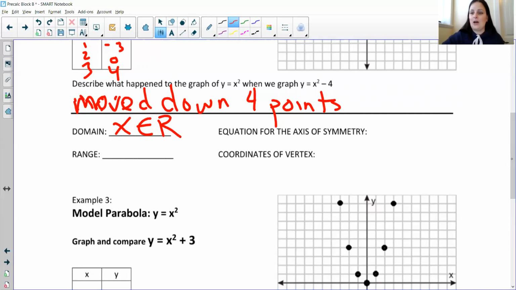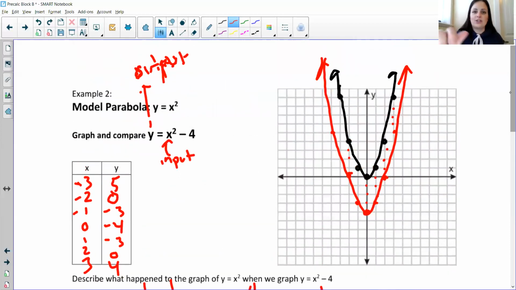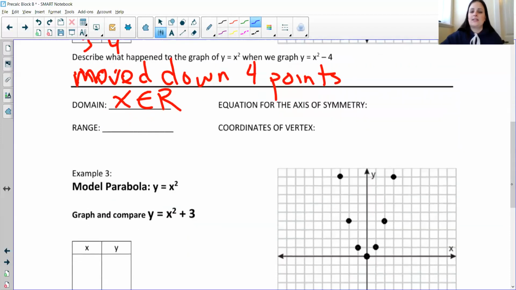Okay. This time the axis of symmetry hasn't changed. So even though it moved down, the axis of symmetry is still straight down the middle. It's still, and yes, sound effects are necessary, all right, it's still x equals 0.